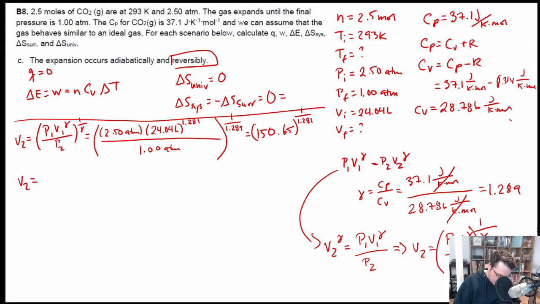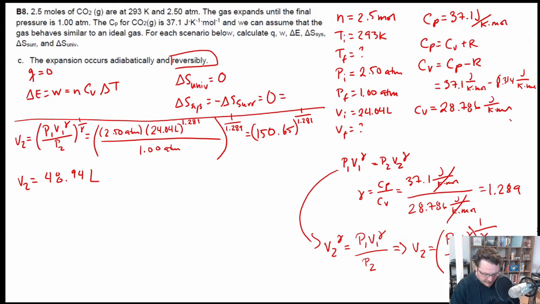And so now V2 is equal to 48.94 liters, right? So very different value from what we had gotten in the previous two. So the volume change is smaller, but that's also because there's a temperature change involved. So now we have V2. And so using that information, we can easily figure out what the final temperature is.